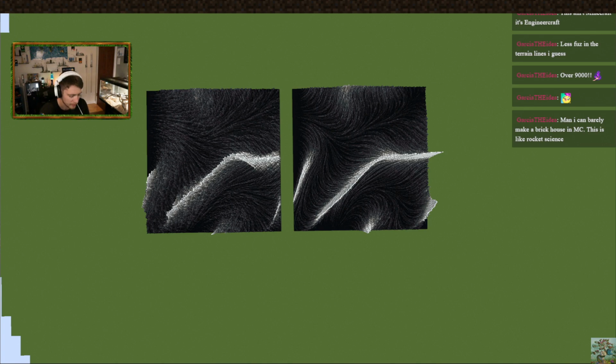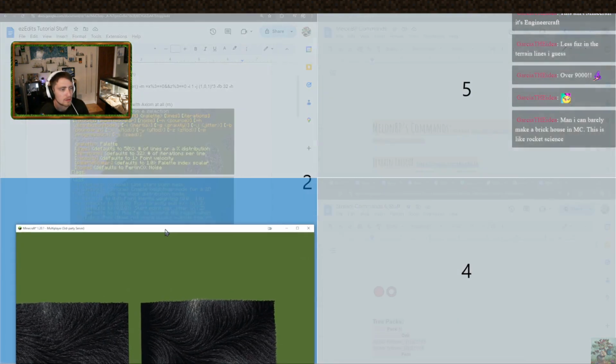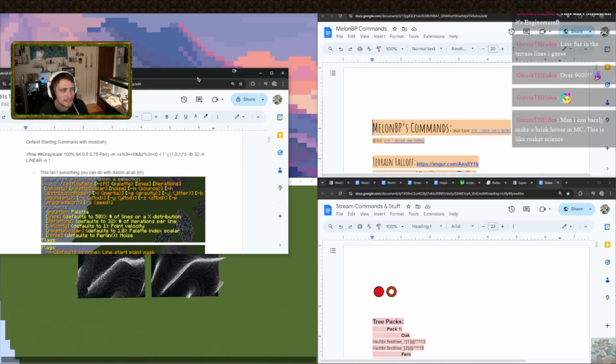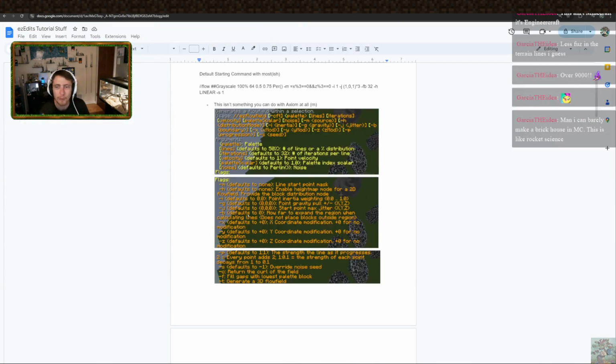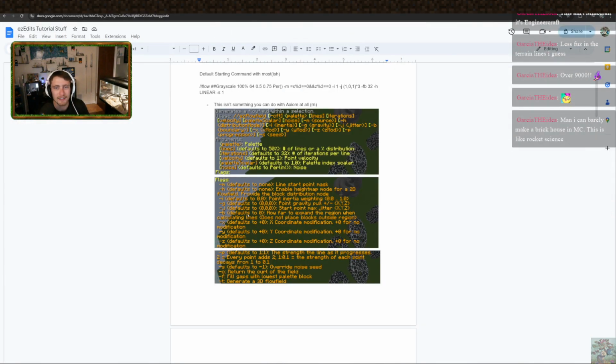Yeah, I like that. That's very visually obvious what's going on there. Okay. So, man, I can barely make a brick house in MC. This is like rocket science. Fair enough. I mean, it is kind of complicated. This is one of the more complicated things you can do in Minecraft, period, in terms of commands.